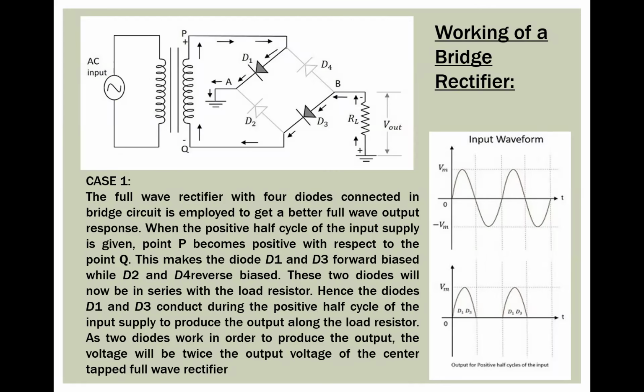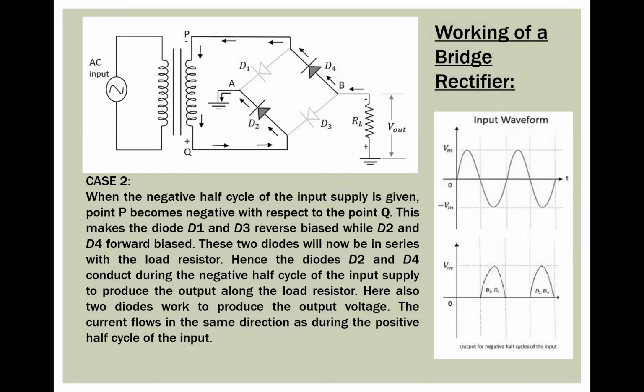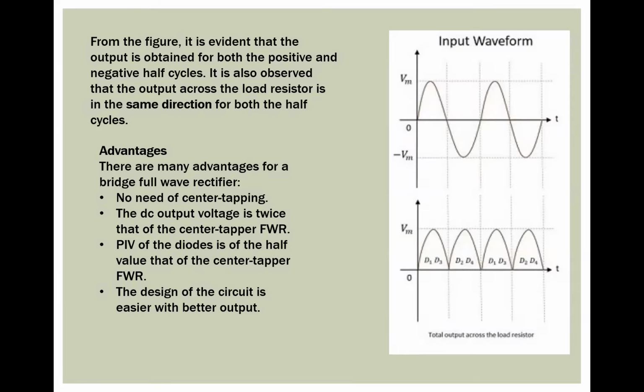Next, coming to the bridge rectifier operation. In the operation of the bridge rectifier, for the positive half cycle, D1 and D3 will conduct and allow the voltage from the input side to the output side. Next, D2 and D4 conduct for the remaining negative half cycle and allow the voltage from the input side to the output side. So it allows the total voltage from input to output. It also works like a normal rectifier.